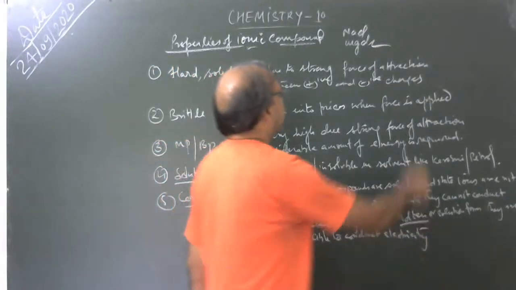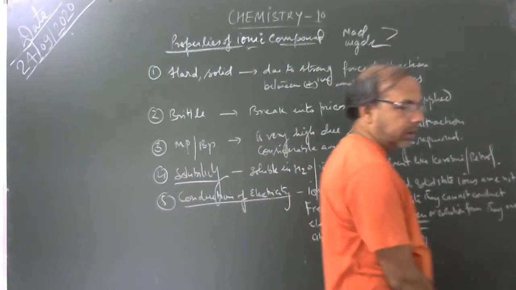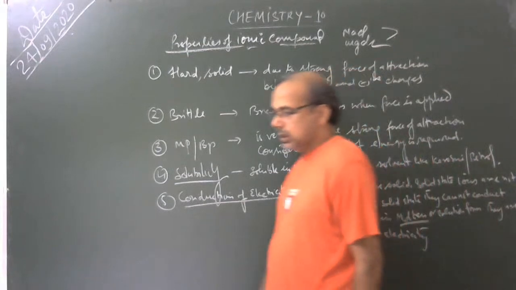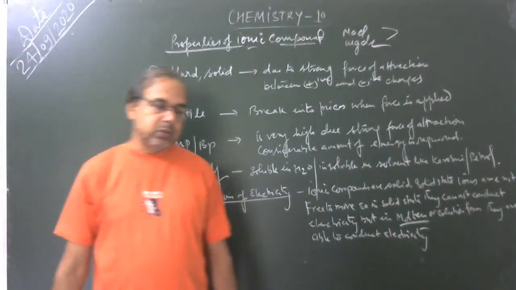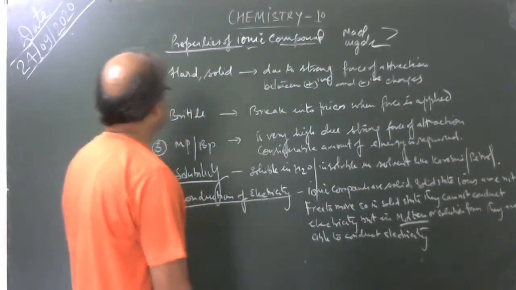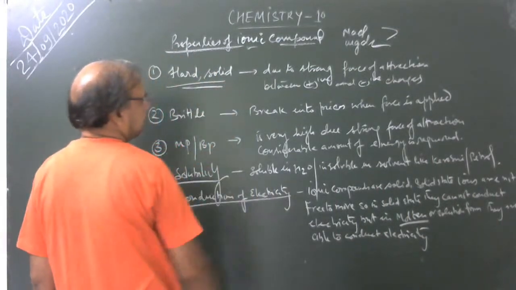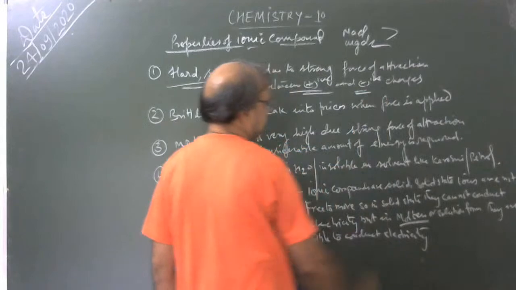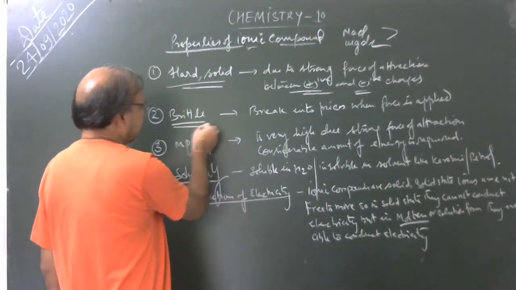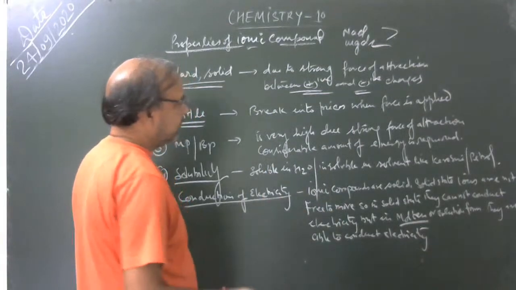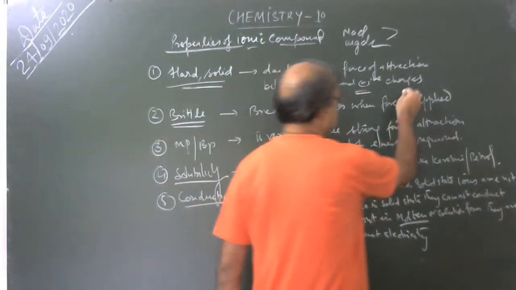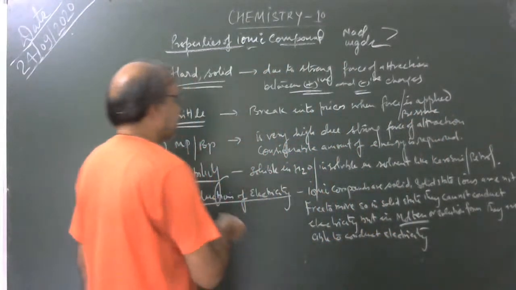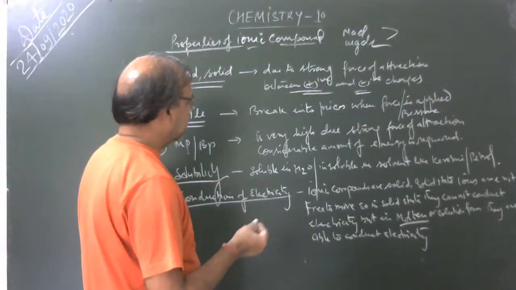These ionic compounds are formed by give and take of electrons, and positive and negative ions meet together to form ionic compounds. So there is a strong force of attraction. So they are hard and solid due to strong force of attraction between positive and negative charges. Second one is brittle. Brittle means when we apply force or pressure on ionic compounds, they break into pieces.